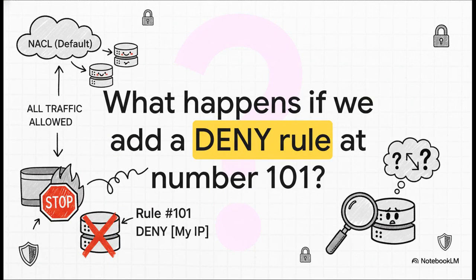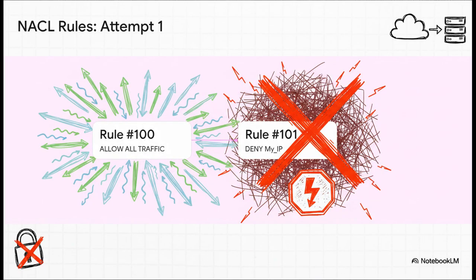So let's play this out with a real-world scenario, something you might actually try. Let's say we've got a basic NACL that just allows all traffic by default. What do you think happens if we add a new rule, let's say rule number 101, that specifically says deny my personal IP address? Okay, so check this out. Our first rule, number 100, is a wide open allow all. Then, right after it, at rule 101, we put our specific deny rule. Seems logical, doesn't it? We've explicitly told it to block my IP. You'd think that would work.